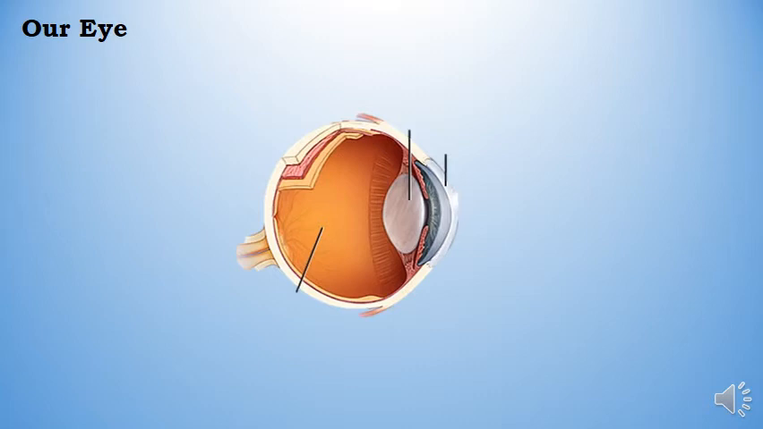Its transparent front part is called cornea. Now behind the cornea we find a dark muscular structure, that is iris, and there is a small opening between the iris, that is called as pupil. The size of the pupil is controlled by iris. Iris is that part of the eye which gives it distinctive color.